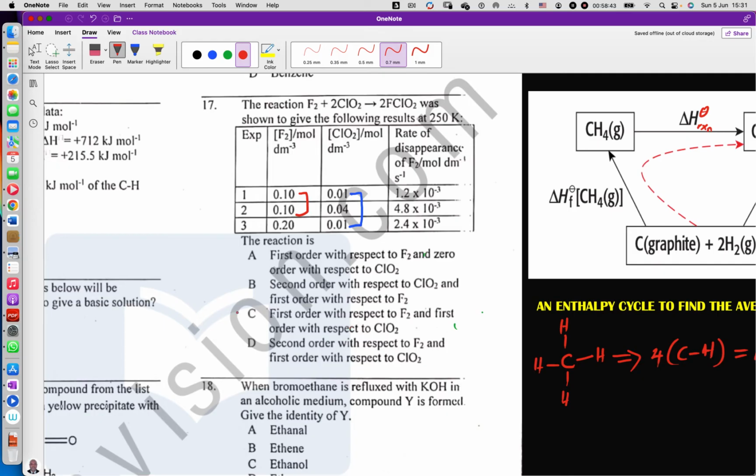So C is our right answer. First order with respect to fluorine and first order with respect to this. So C is our right answer.